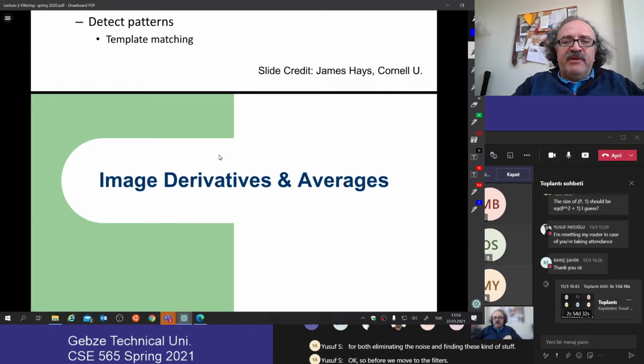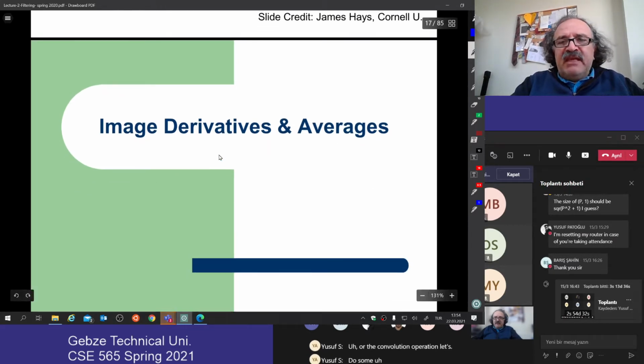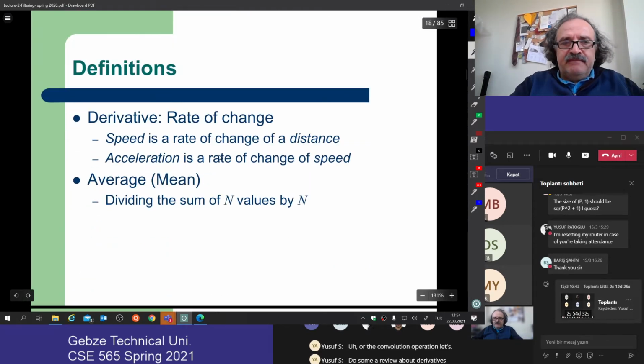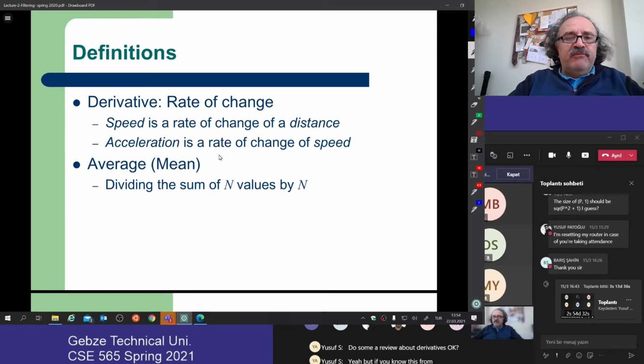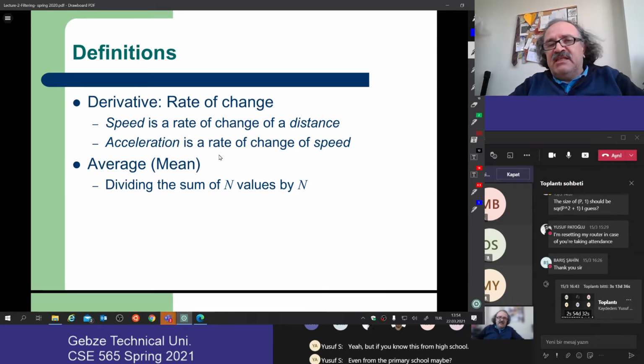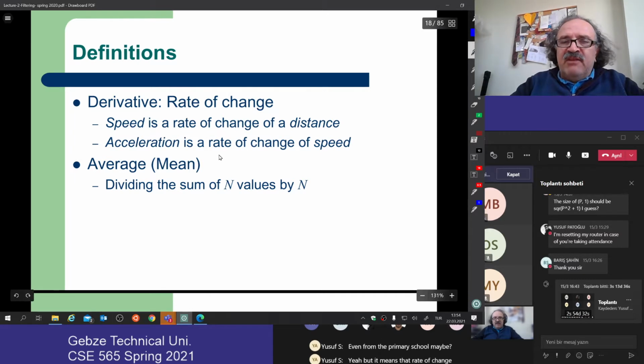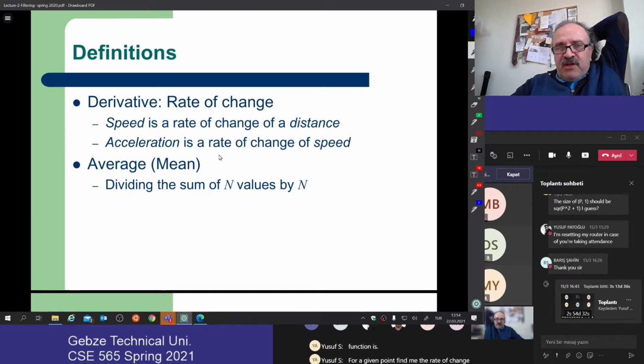Okay, so before we move to the filters or the convolution operation, let's do some review about the derivatives. Derivative, you know this from high school, even from primary school maybe. Derivative means the rate of change. Derivative of a function is, for a given point, find me the rate of change of that function.